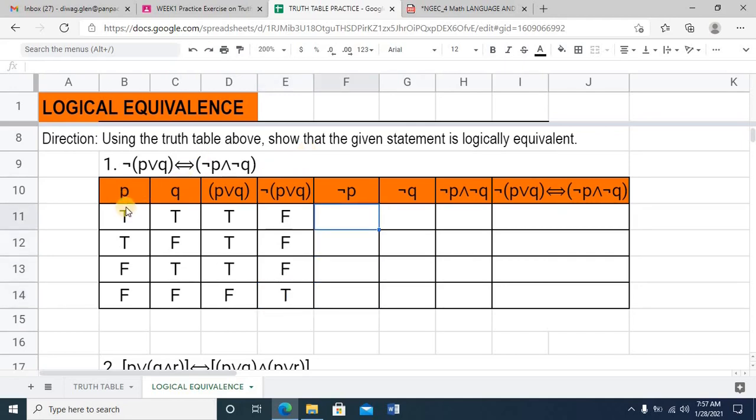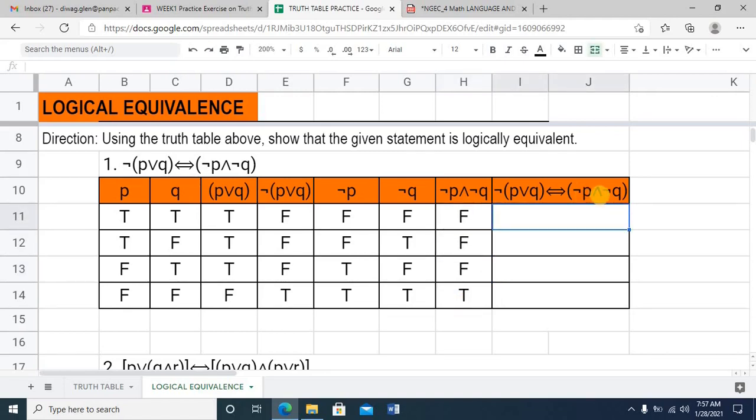And then we have a not P. So we negate proposition P. So this is false, false, true, true. Go to this column. We negate proposition Q. So this is false, true, false, true. Then we combine these two columns using conjunction and. The condition for conjunction to be true, both propositions should be true. So the last row is true, the rest should be false.